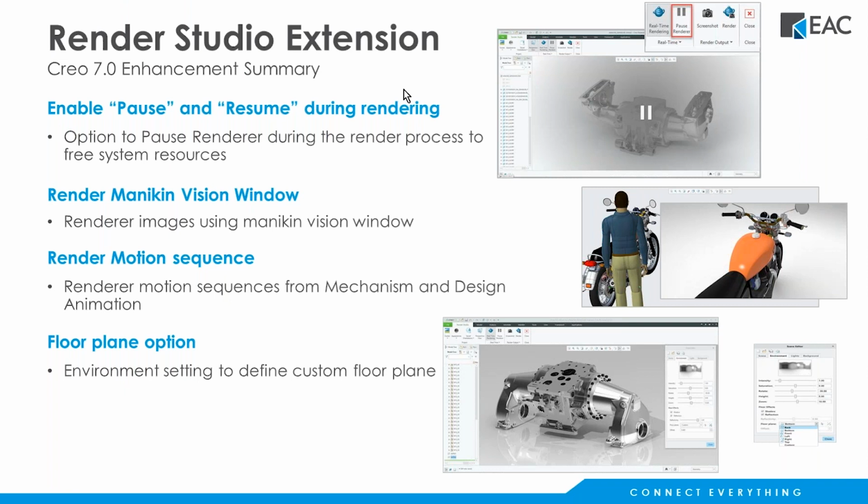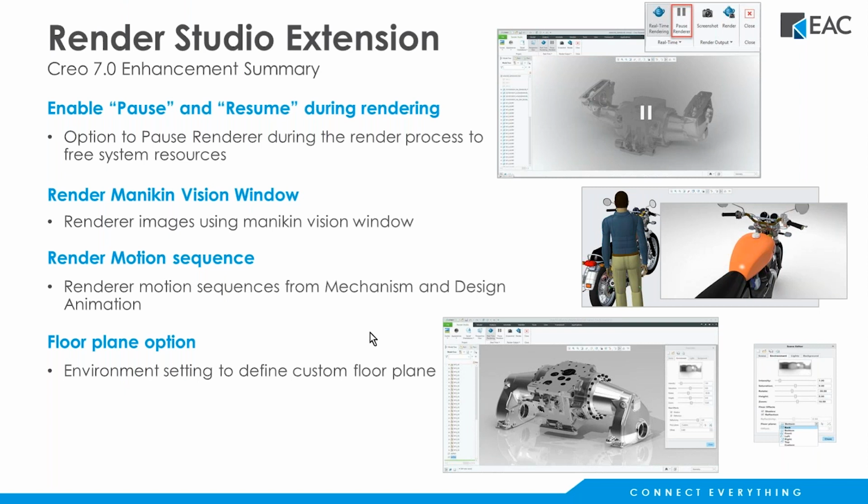But while it's rendering, you can pause the render if you need to do something else, and then resume it again, so you don't have to start it up again. One of the other things is in the mannequin, which is another module included with Design Essentials, is that you can look through the mannequin's eyes and see out his eyes what he sees. Well, now you can render what he sees. So he's looking at the front of this motorcycle, and you can see that it's rendered here.